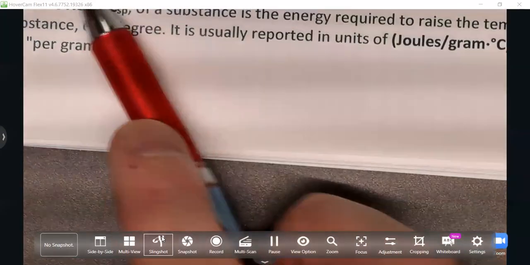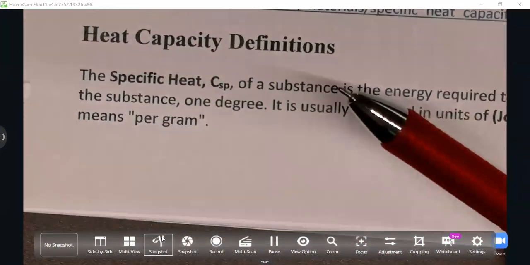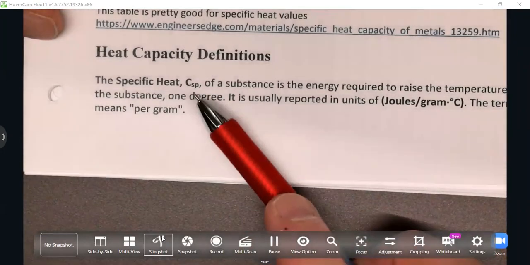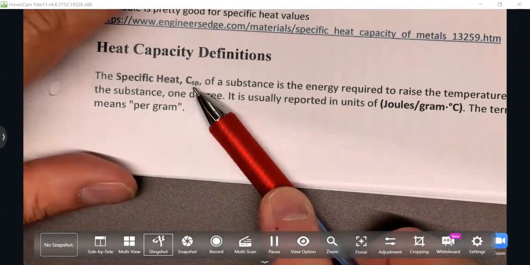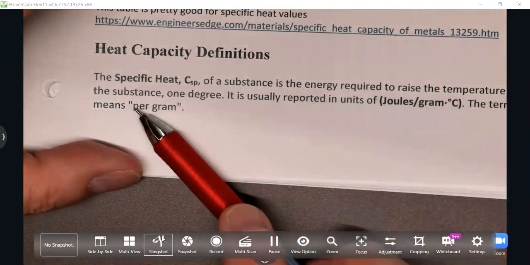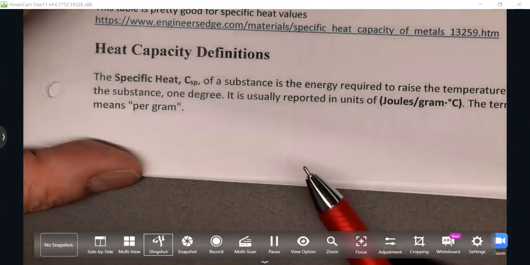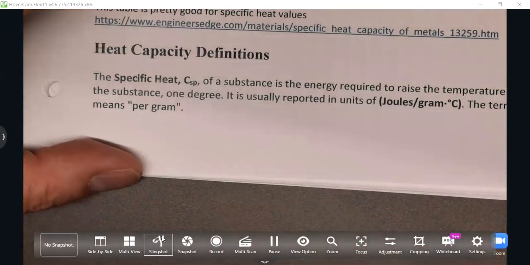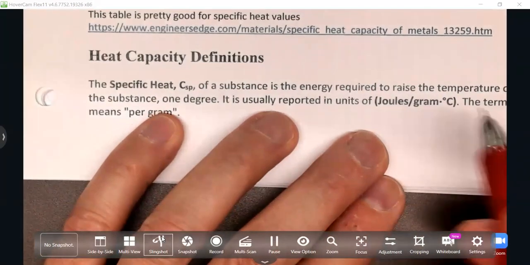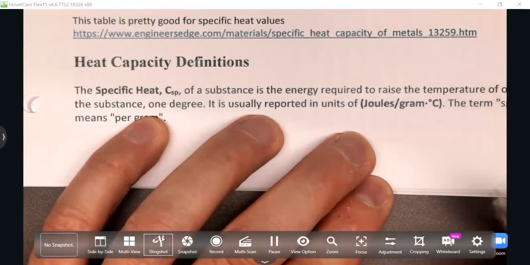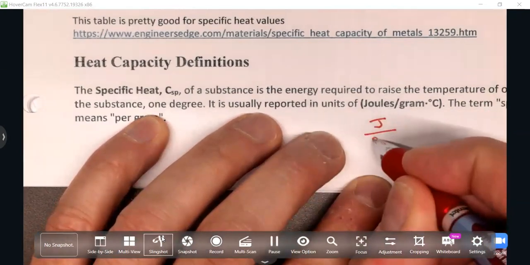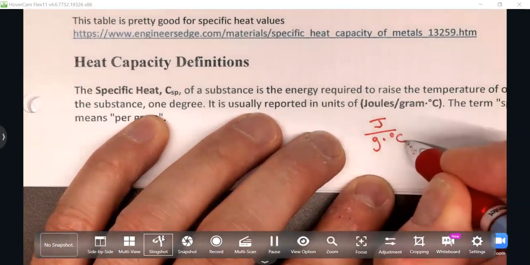So, heat capacity definitions. The specific heat, I would just use capital C for this, of a substance is the energy required to raise the temperature of 1 gram of the substance 1 degree. And that's 1 degree Celsius or Kelvin. And it's usually reported in joules per gram degree Celsius. So again, it will look like this: joules over grams times degrees Celsius.